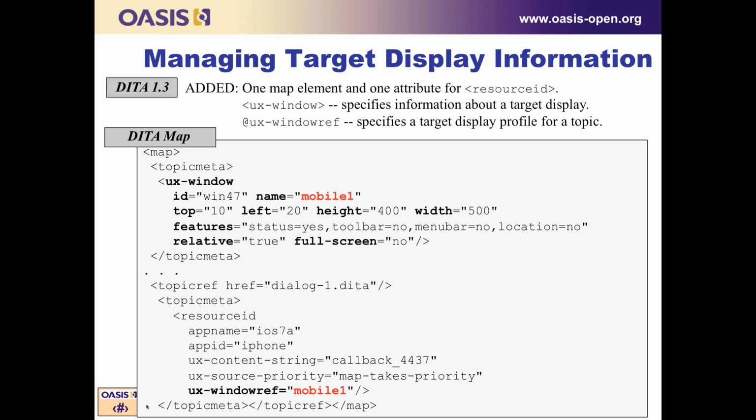Next slide. Thank you. Once you've defined a target profile, you can then use this new attribute, uxwindowref, to reference the name of that profile, and you can reference it from any topicref for a help topic anywhere in your map. And in this particular example, we have a target display profile that's named Mobile 1, that's in red there, and it is now associated with a help topic that's named dialog-1.dita. So any downstream help processor can generate a resource file that contains the information from this Mobile 1 profile about how it should be displayed, and any other definitions or profiles that you might have for the screen as well.